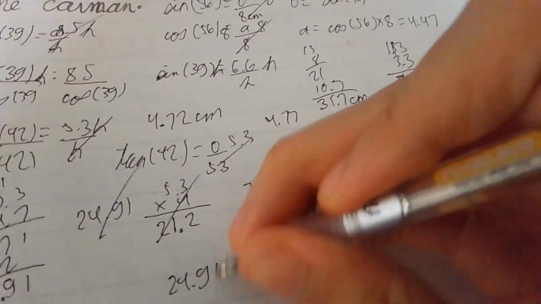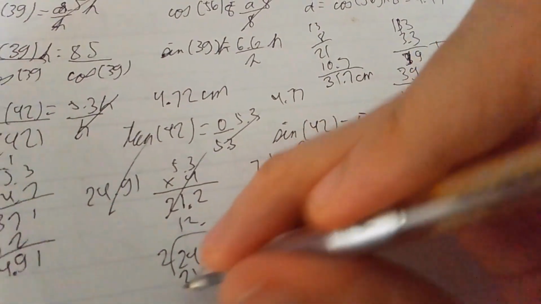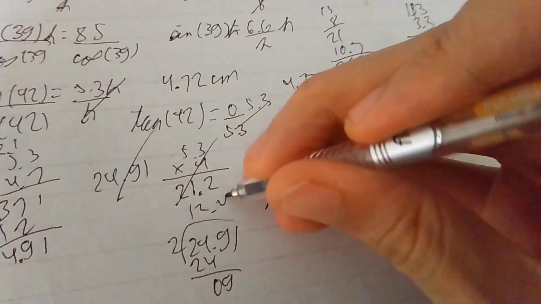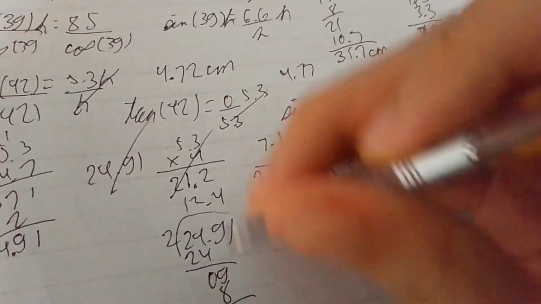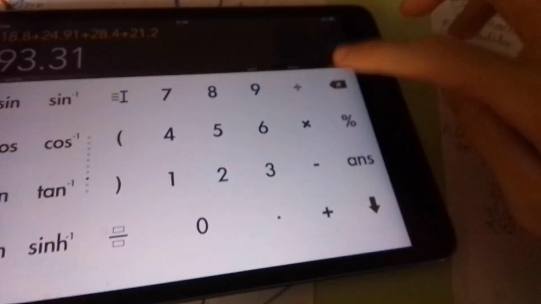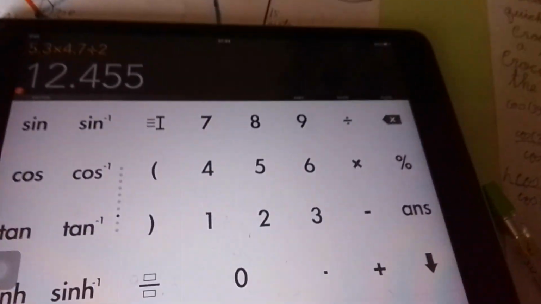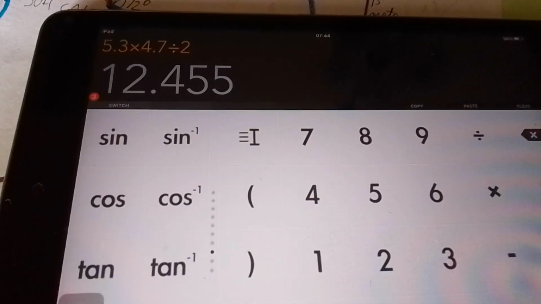Now, for the volume, this is quick. Remember I asked you to get that answer, which is 24.91. 24.91 divided by 2, right? 12.45. With that, we multiply our answer by 4 because that's the depth, right?